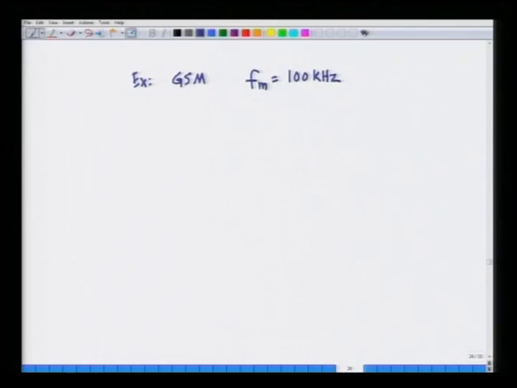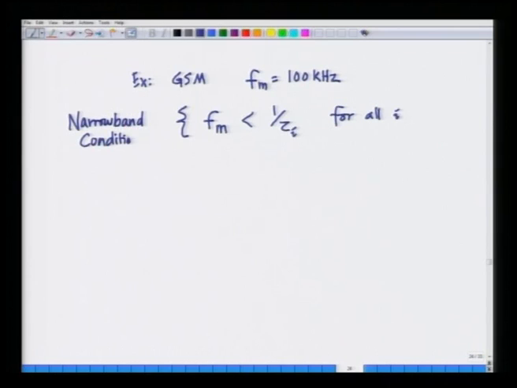Alright. Now, if FM is less than 1 by tau I for all I, this signal is a narrow band signal. Right? This is the narrow band condition, that is, if the maximum frequency in the baseband signal is less than 1 over tau I for all I, that is, it's less than 1 over the delay of all the paths 0, 1, 2 up to L minus 1, then I call the signal narrow band.